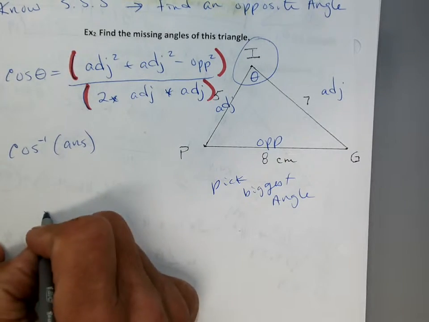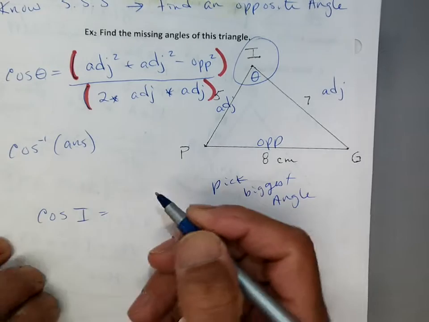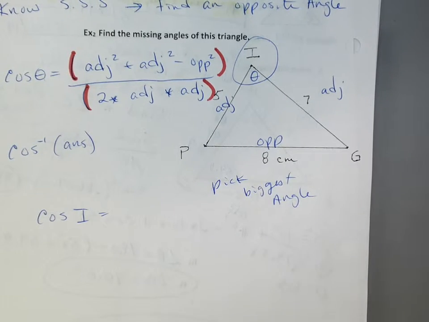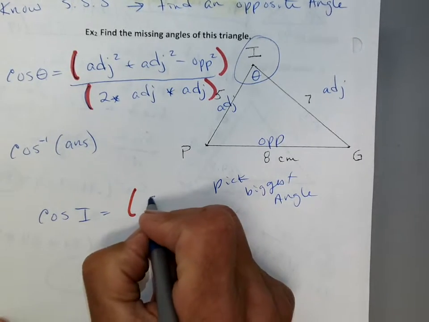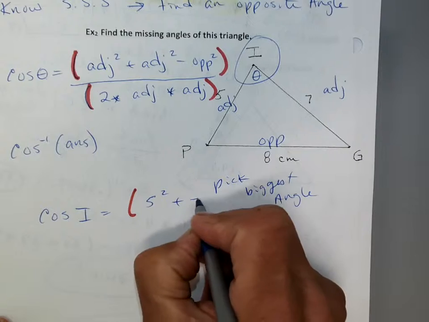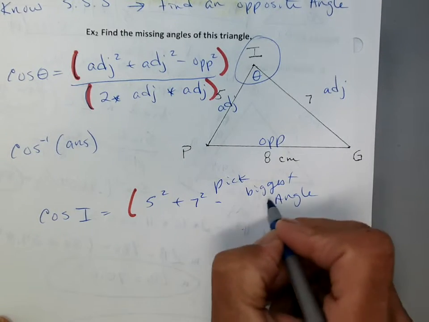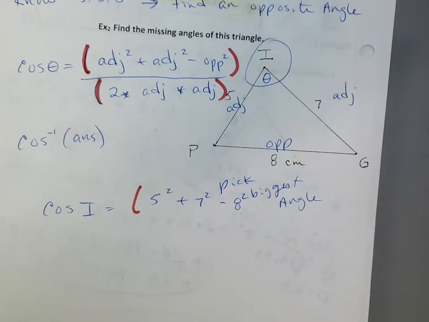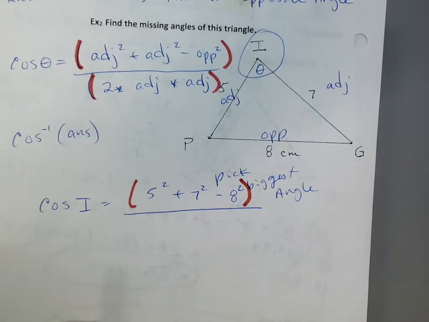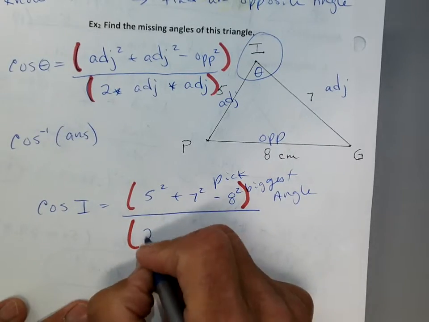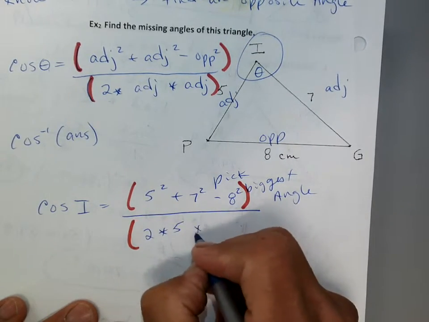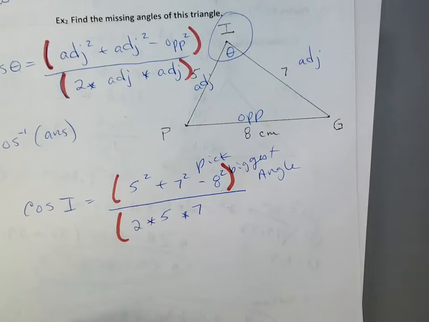I'm going to go, okay, cosine of I, because that's the angle I want to find, right? Cosine of I is equal to parentheses. I think I've emphasized that enough, huh? Parentheses, got to have parentheses. I'm going to go 5 squared plus 7 squared minus 8 squared, parentheses, divided by parentheses, kind of annoying, huh? 2 times 5 times 7, parentheses.